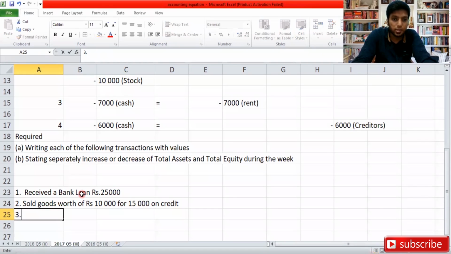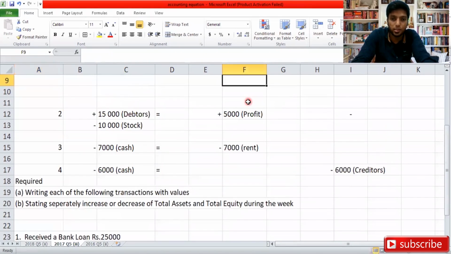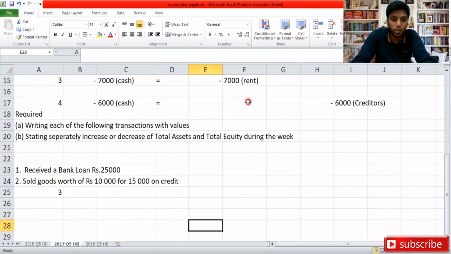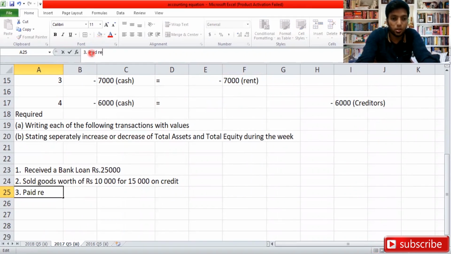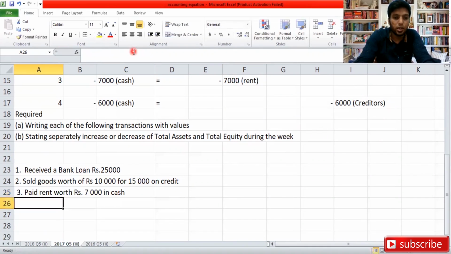And the third adjustment says that 7,000 worth of cash is going out of the business and you are paying rent. So that's the reason. You have paid rent from cash. So you can write for the third adjustment: paid rent worth rupees 7,000 in cash. Right here, rupees 7,000. So we're done with the third adjustment.